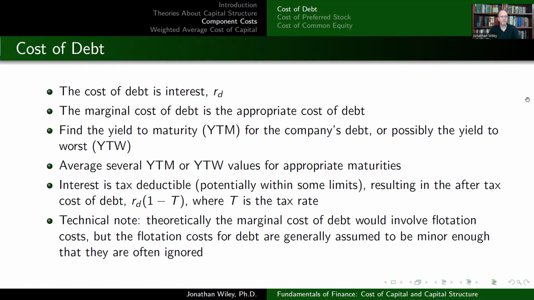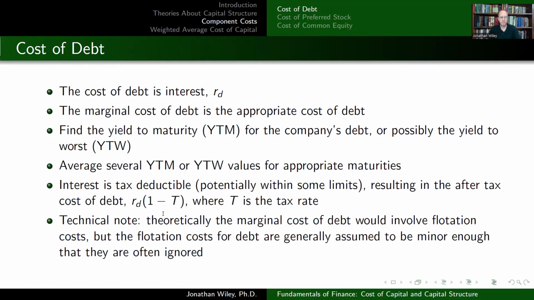The way to do that is to calculate the after-tax cost of debt. To calculate the after-tax cost of debt, you take RD times 1 minus T, where T is the tax rate. So if T was 20%, I would put 0.2 here for T. I'd have 1 minus 0.2, which would be 0.8. I would take the 0.8 times whatever that yield to maturity or yield to worst was, the RD value, and whatever the end result of that calculation was, that would be my after-tax cost of debt.